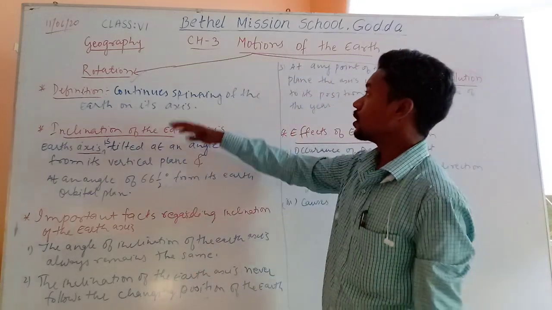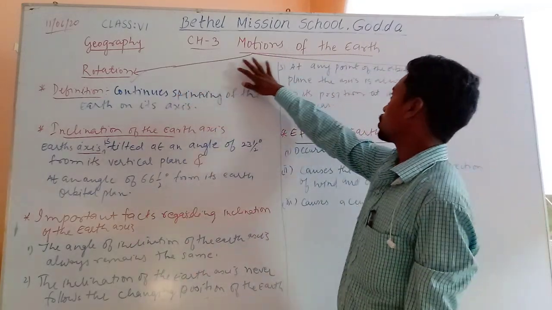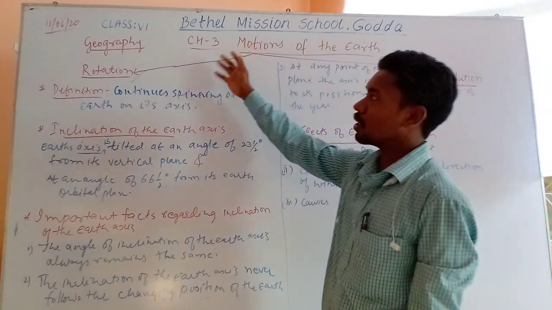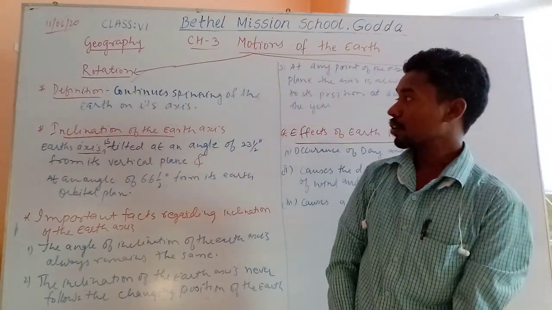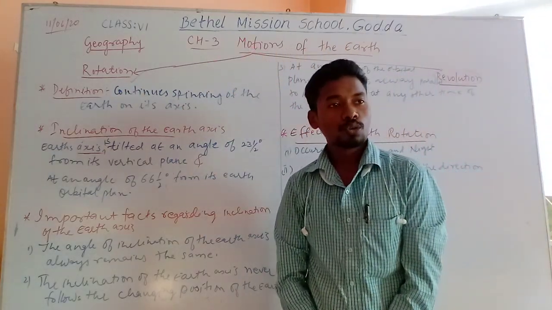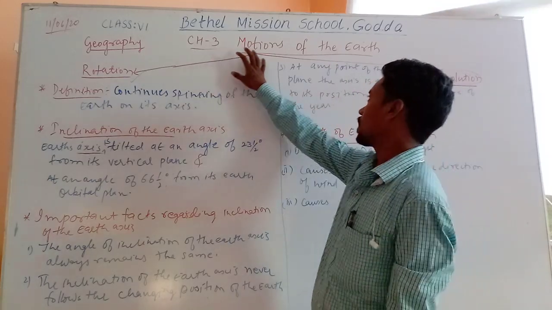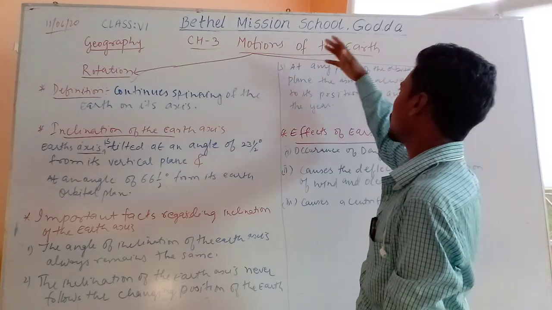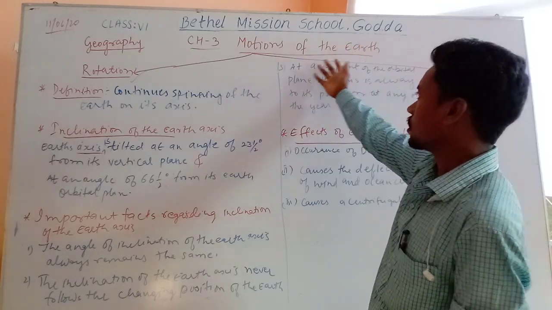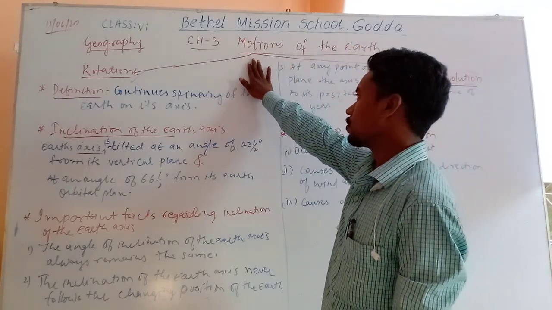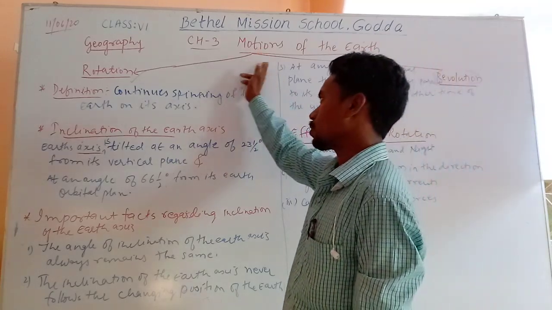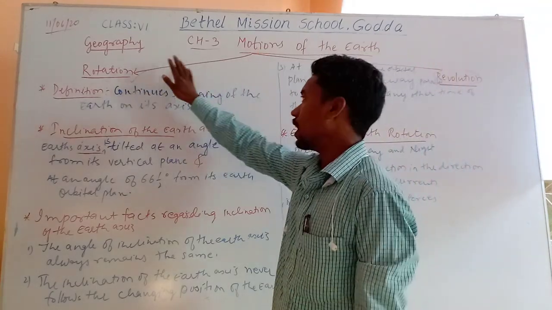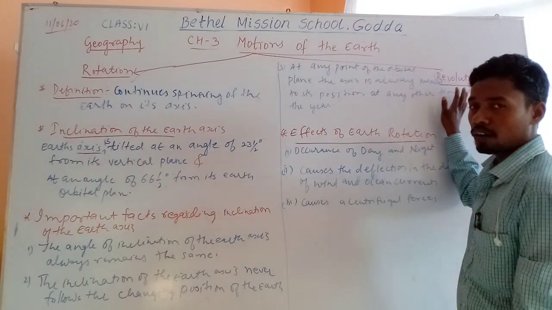Today we'll be studying the motions of the earth, which is the third chapter of this geography. So let's start. When we see this chapter's name, the motion of the earth, let's consider the motion that occurs in the earth. The motion of the earth has been divided into two types. The first one is rotation and the second one is revolution.